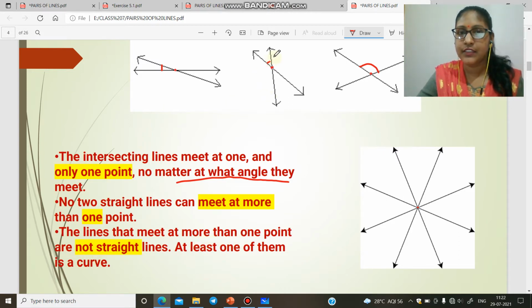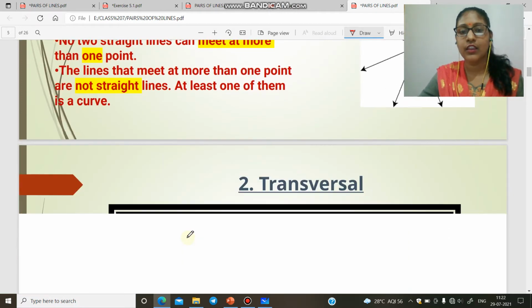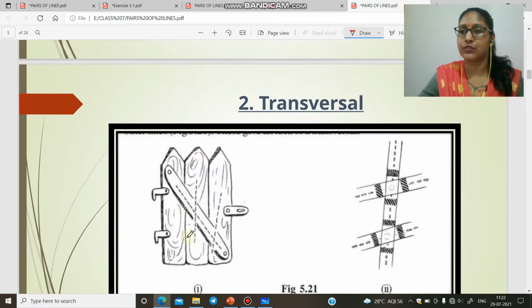If this line meets this line again, then one of them must be a curved line. And this figure also represents an example of intersecting lines. Here more than two lines meet at one point. Now we have to understand the transversal line.